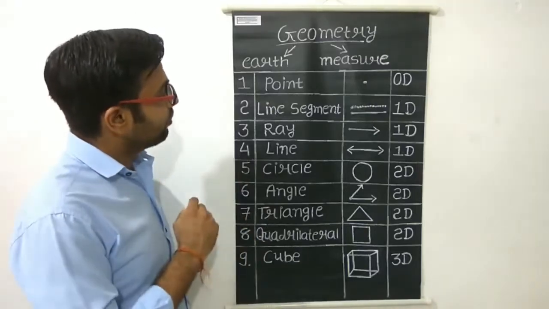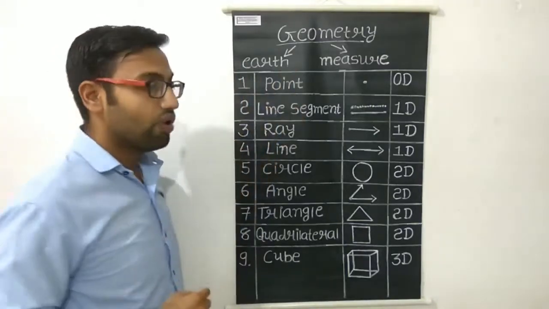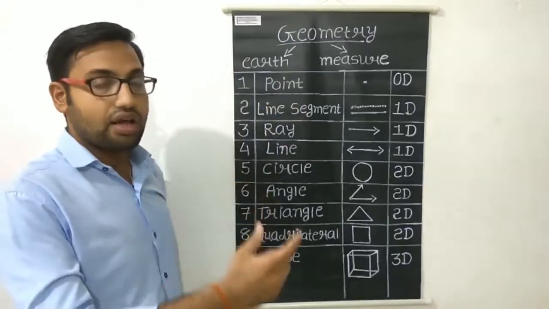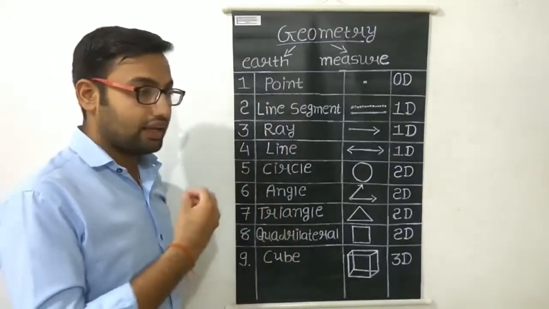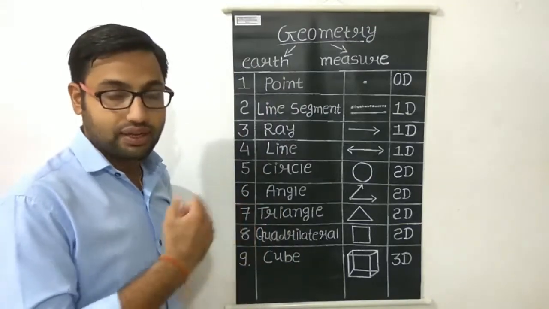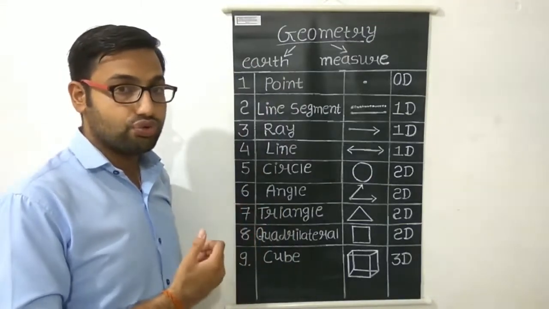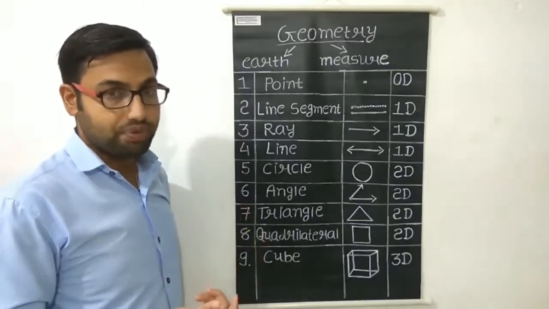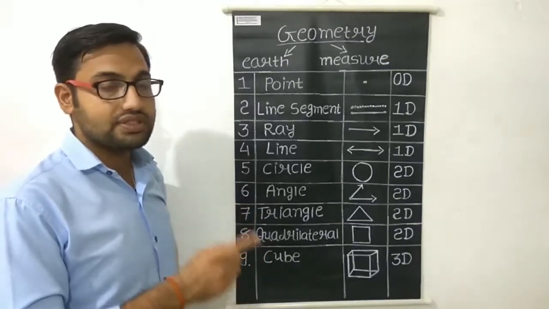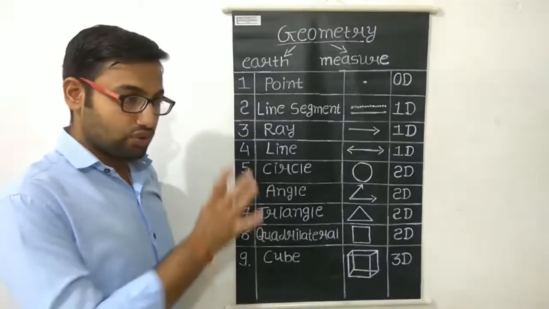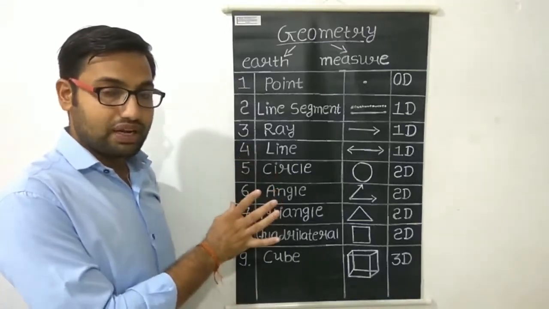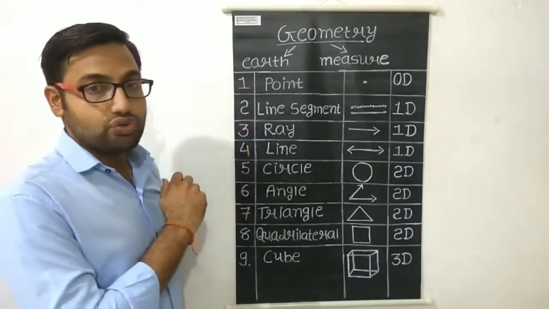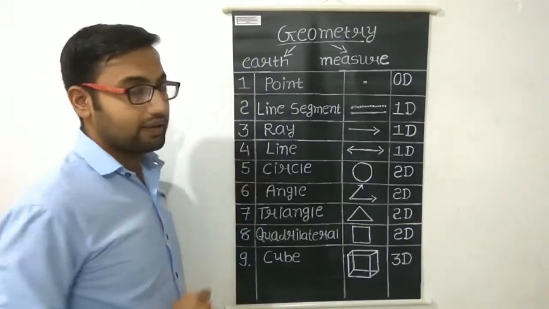So first of all, the question is, what is geometry? Geometry is a branch of mathematics. Like we have a branch of arithmetic in which we used to apply the basic maths operations like addition, subtraction, division and multiplication. Right? So that is called the arithmetic branch. In the same way, there is also another branch of maths, that is geometry.